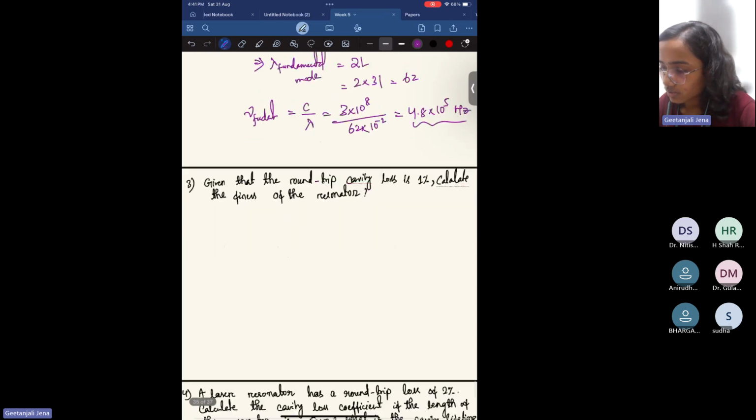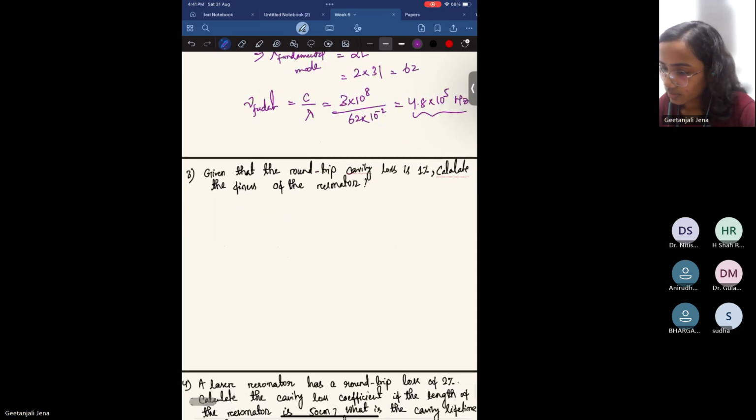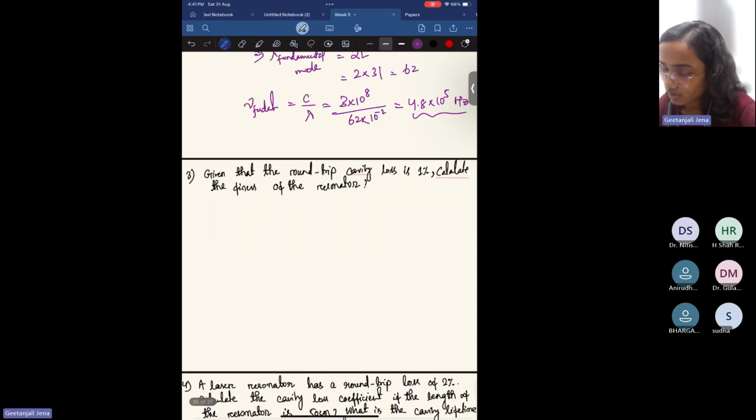And the next question, please go through the question once. It is related to the fineness of the resonator.